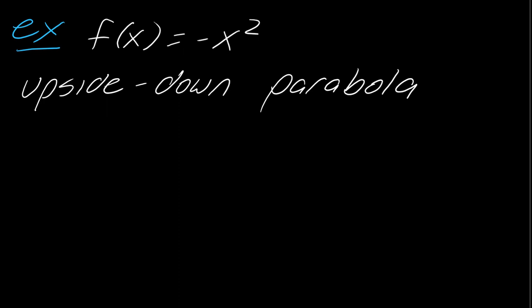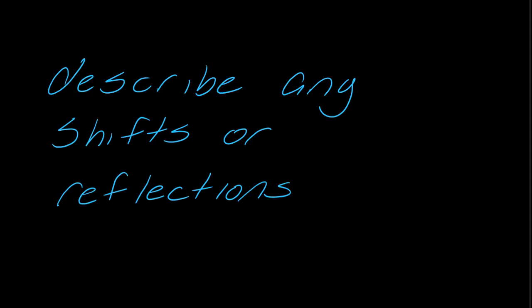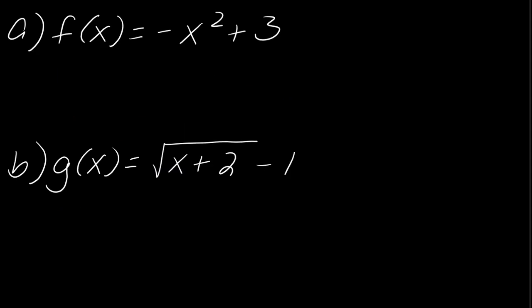Okay, so now we've unpacked this code, and I really want to get us used to reading this code, because once you know this code, it makes everything so much easier. In the next set of examples we're just going to describe any shifts or reflections, and that's all we're going to do. We're not going to graph anything. We just want to get used to messing around with the code. I'll start with just 2 examples to get us going.